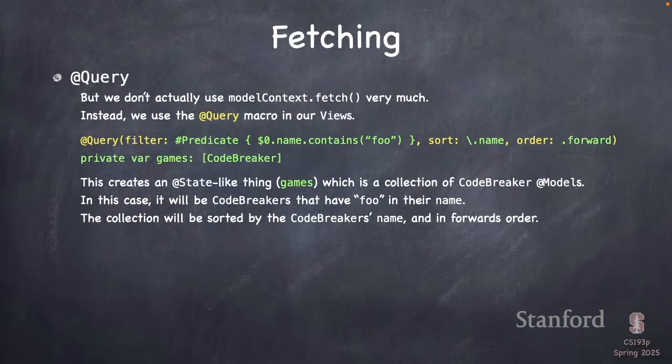So this looks like 2 lines of code. It's really one big line of code. My slides can go nowhere near that wide. But you can see that this is going to have games right there, is an array of CodeBreaker, and it's always going to contain all the CodeBreakers whose names contain foo. var games will always have that in there, no matter what happens. If you have other code that's inserting CodeBreakers, deleting CodeBreakers, this is just always going to update and always be exactly a match for what's in the database.